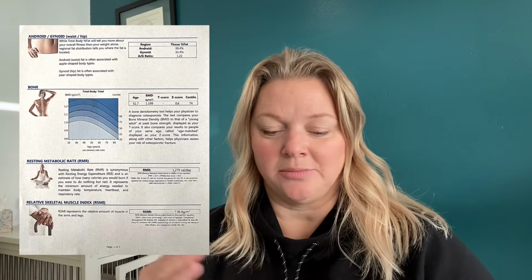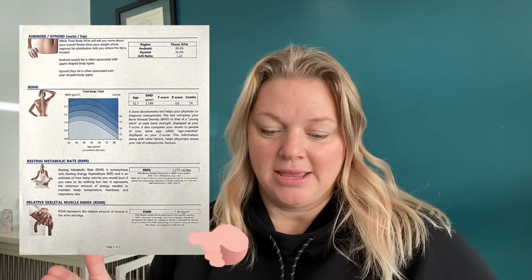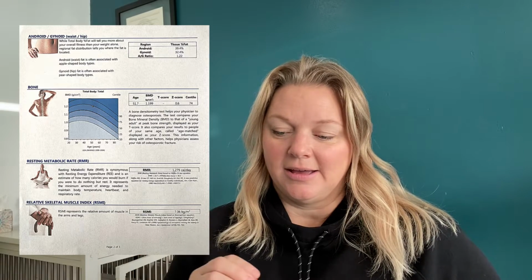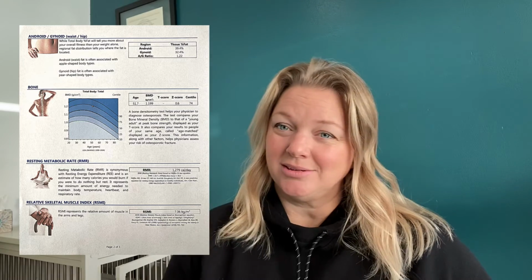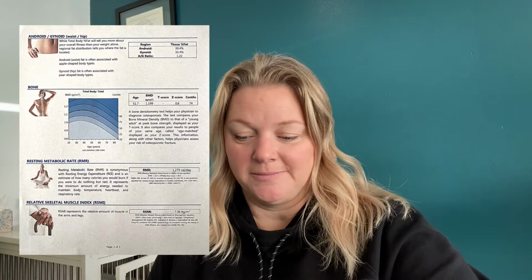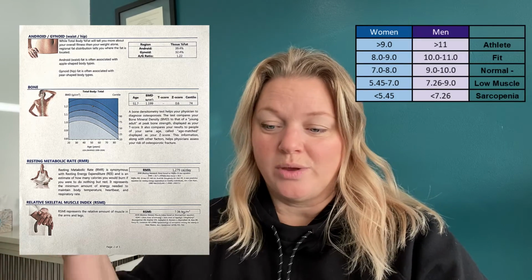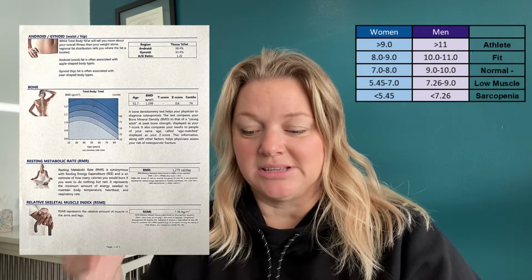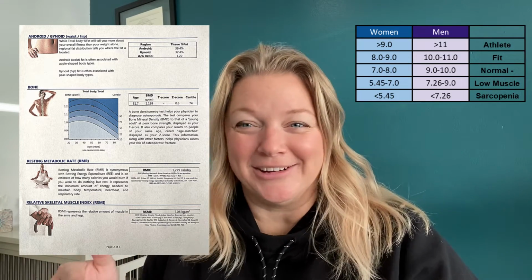The relative skeletal muscle index, or RSMI, is a relationship of muscle in your arms and your legs, and we want that number to be as high as possible, particularly the older that you are, because the older you are, the harder it is to develop muscle. You'll see that in relationship to this graph, so we want you in normal or above. If you're in that low muscle range, it's time to lift weights and work on strength.